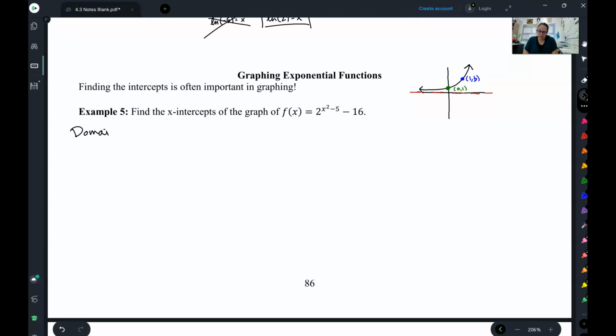First up, we do still need to find the domain. We don't need to find holes. We don't need to worry about any holes for exponentials this time. We will need to find x-intercepts and y-intercepts. And the last thing we need to find is asymptotes.